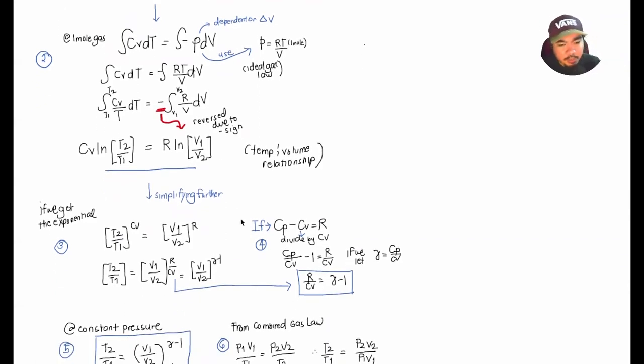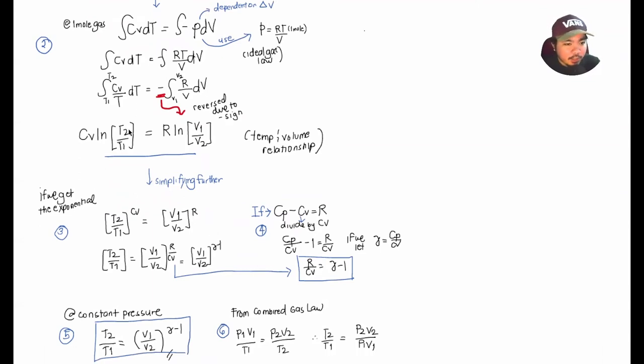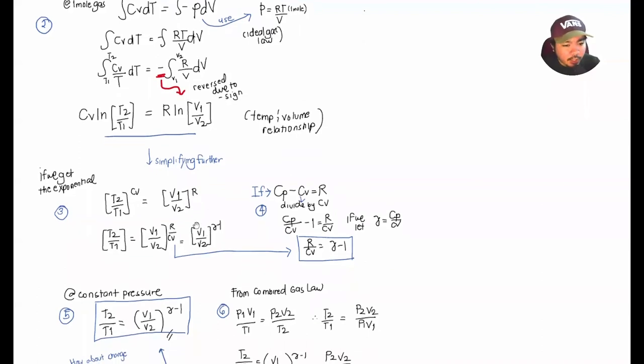Now, if we simplify this even further and express it in exponential form, T2 over T1 raised to the power of CV is equal to V1 over V2 raised to the power of R. And we can raise both sides to the power of 1 over CV. So the 1 over CV cancels the CV here, so it's just raised to the power of 1. And this becomes R over CV here.